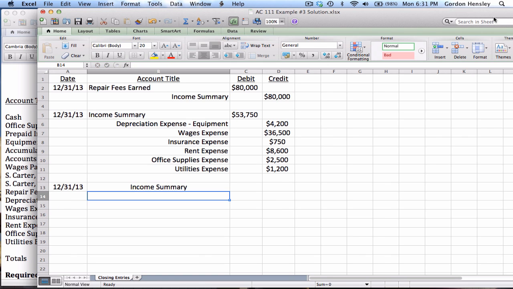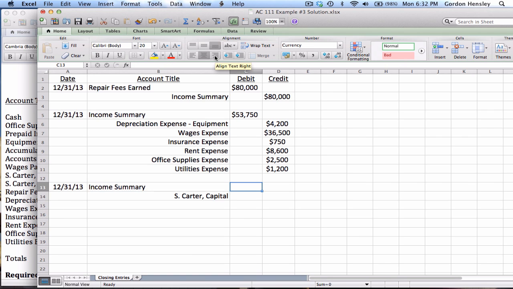And what do I close that to? Capital. So I will debit income summary and I will credit S. Carter Capital. But I don't know the amount. Well, it's going to be the $80,000 less the $53,750. That leaves me with $26,250. So $26,250 will be the amount that I'll use for that closing entry.